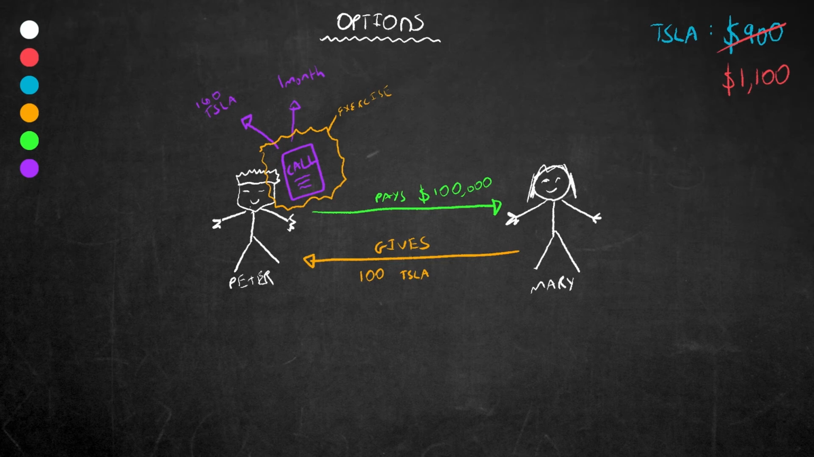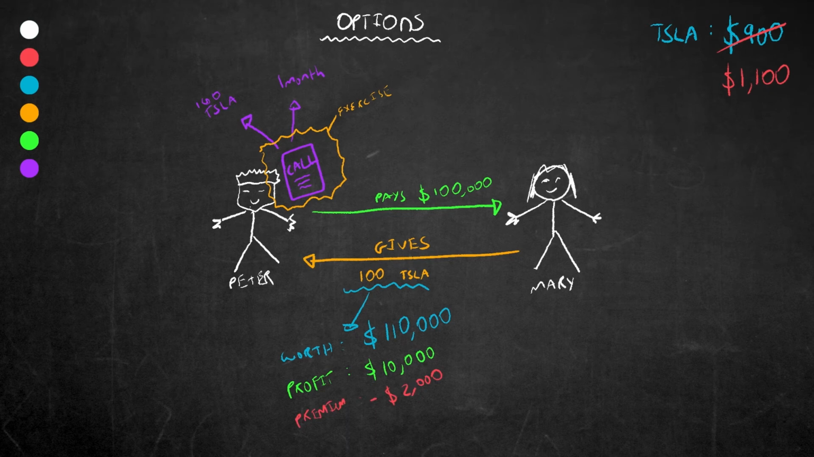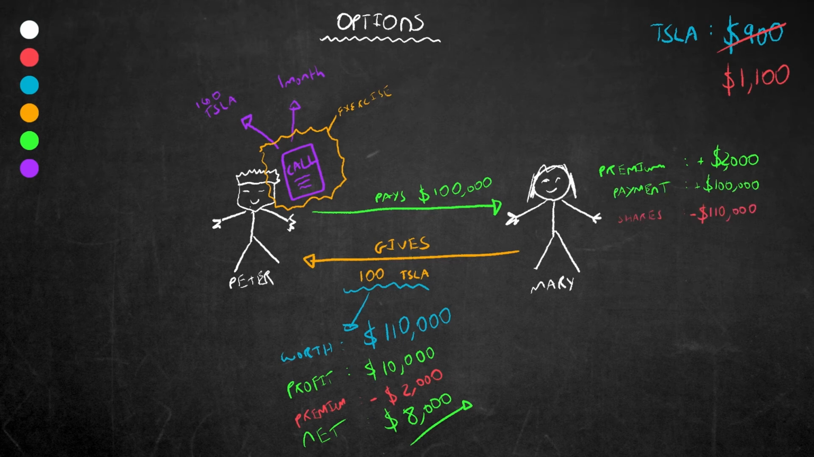Well, Peter's $100,000 that he spent is now technically worth $110,000, because remember, it's at $1,100 a share now. So a growth of $10,000. Now if we subtract the original $2,000 premium that he paid for this option, he has a net profit of around $8,000. And what about Mary? Well, Mary sold the option for $2,000. She collected $100,000 from Peter, but now has to provide $110,000 worth of shares in Tesla. So in essence, she now has lost $8,000.